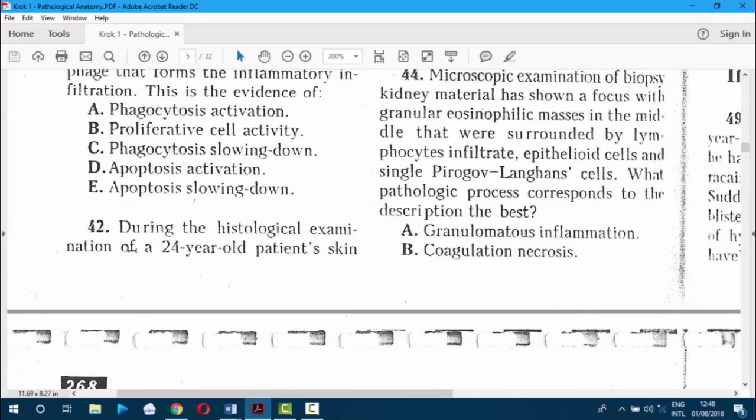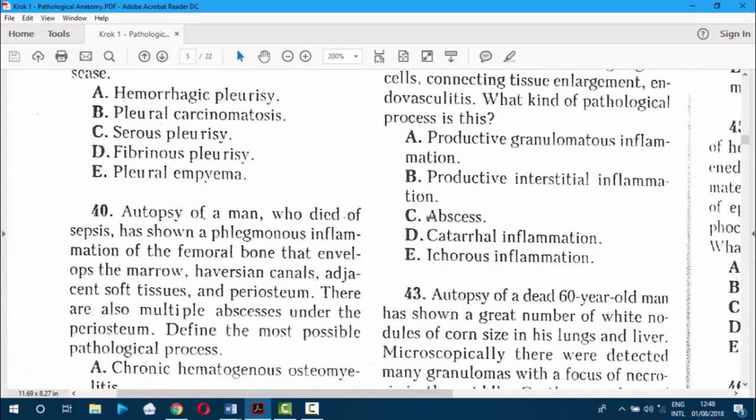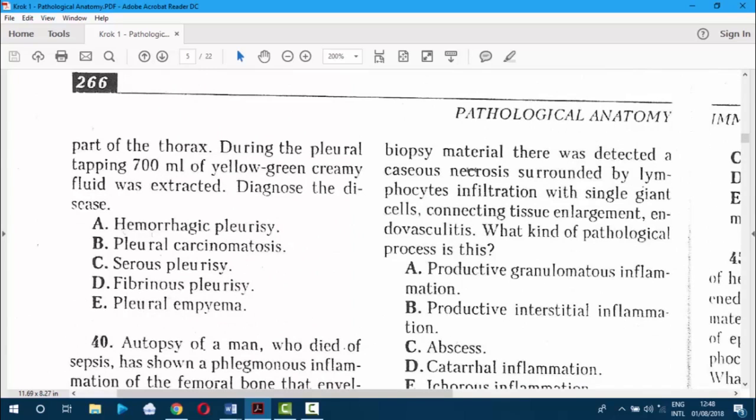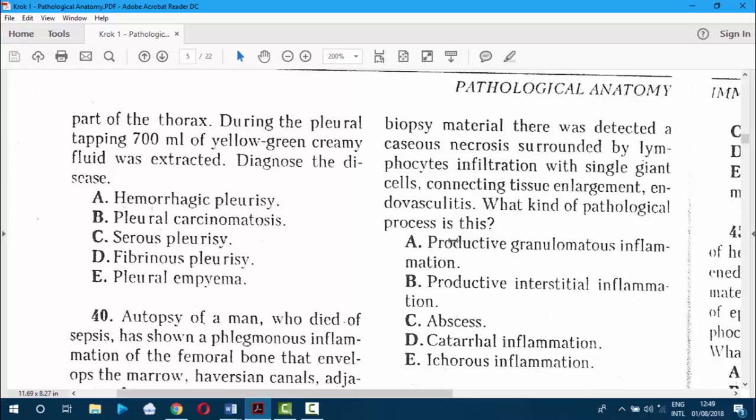42. During the histological examination of a 24-year-old patient's skin biopsy material, there was detected caseous necrosis surrounded by lymphocyte infiltration. You see, lymphocyte infiltration with single giant cells, connective tissue enlargement, endovasculitis. What kind of pathological process is it? Now, giant cells are always of chronic granulomatous what? Inflammation. Chronic granulomatous what? Inflammations.